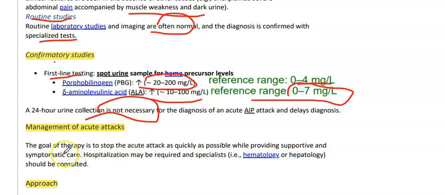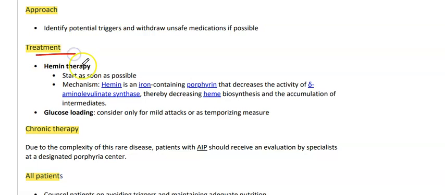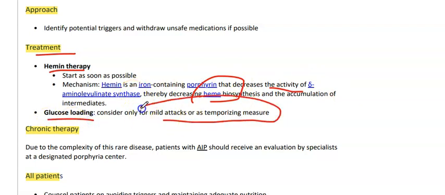Management of acute attack: the goal of therapy is to stop the acute attack as quickly as possible while providing support and symptomatic care. Hospitalization may be required, and a hematology or hepatology specialist should be consulted. In treatment we have heme therapy. The mechanism: it is an iron containing porphyrin that decreases the activity of delta aminolevulinate synthase, thereby decreasing heme biosynthesis and accumulation of intermediates. Glucose loading is considered for a mild attack or as a temporizing measure.